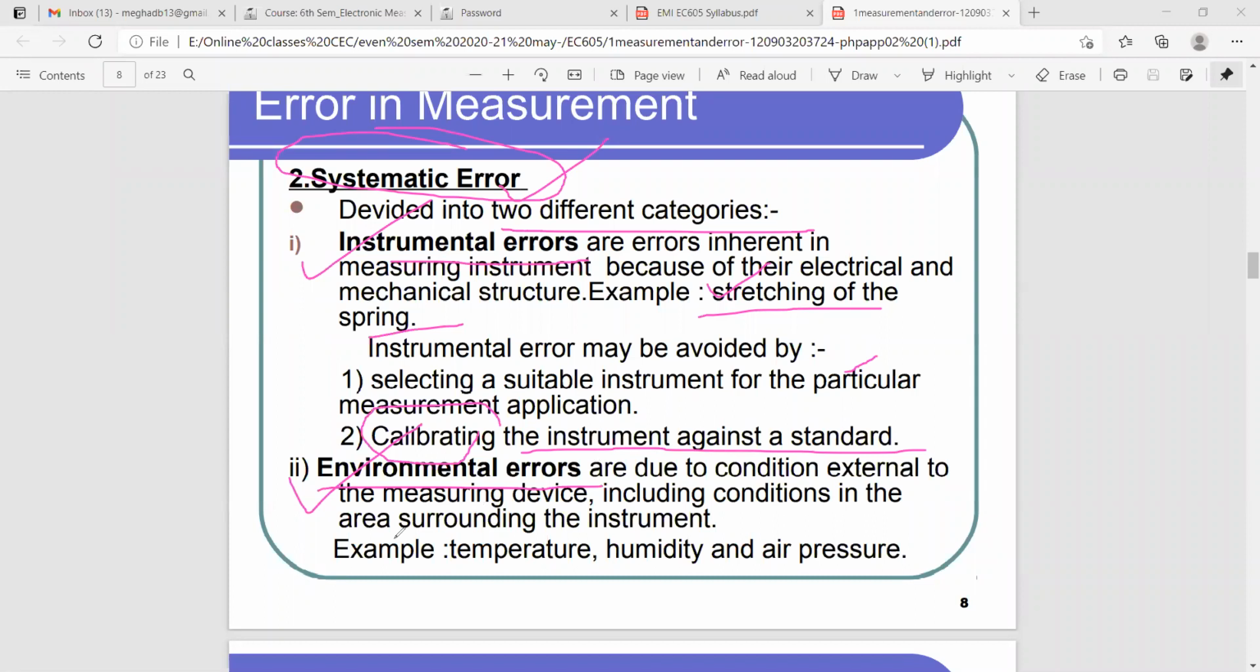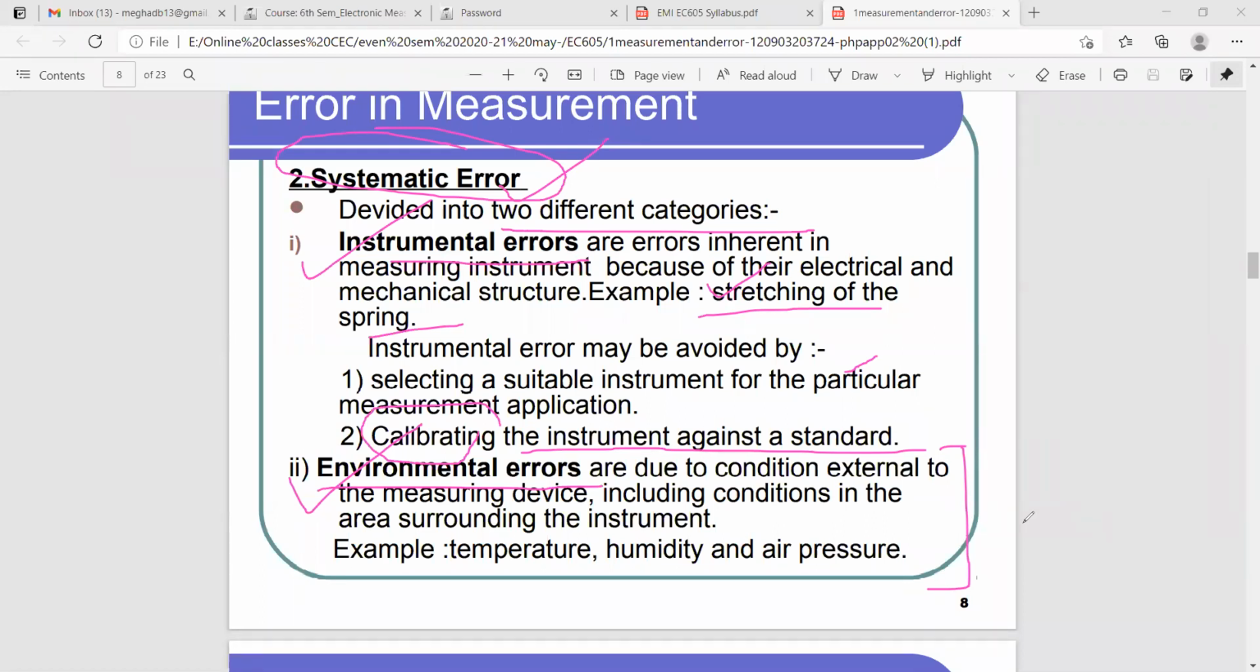Okay, and lastly comes environmental error. Now this is very common, and this is very natural also, because external conditions may affect the measuring device. It depends on the area where the instrument is installed. Suppose the weather is very rainy, and the room in which the instrument is installed has got some damp. Due to humidity or continuous raining for a long time, that may affect the instrument.